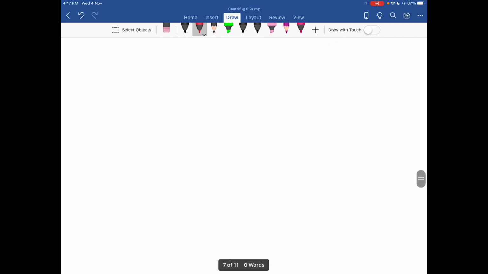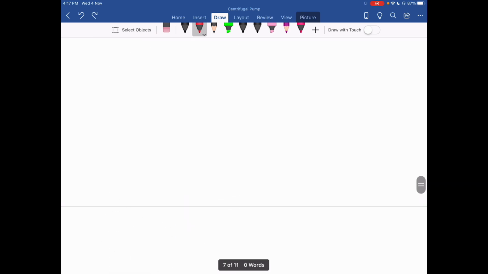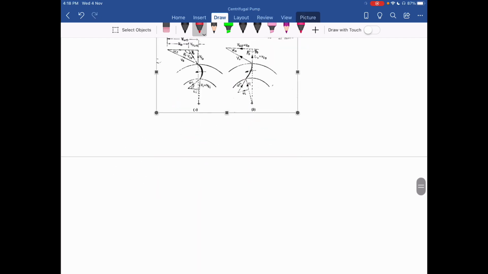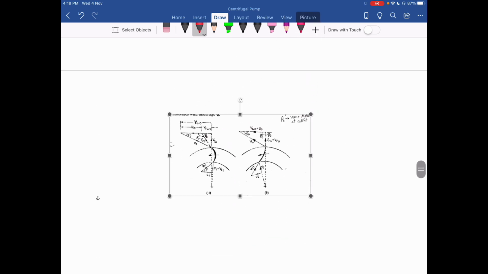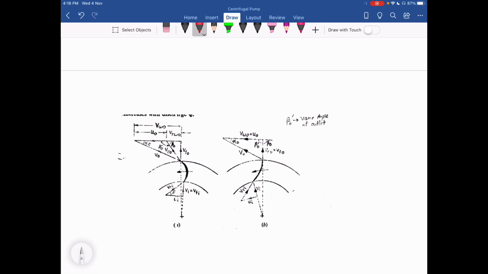If this beta O dash, see in another diagram, okay. Now if this beta O dash is greater than 90 degree, so that shape of vane is called forward curved vane.